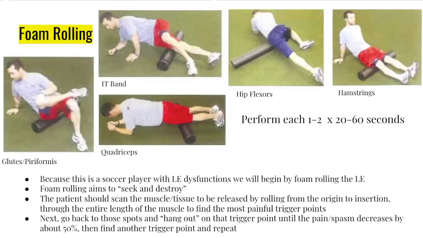First, we will begin with foam rolling. Because this is a soccer player with lower extremity dysfunctions, we will begin by foam rolling the lower extremity. Foam rolling aims to seek and destroy.